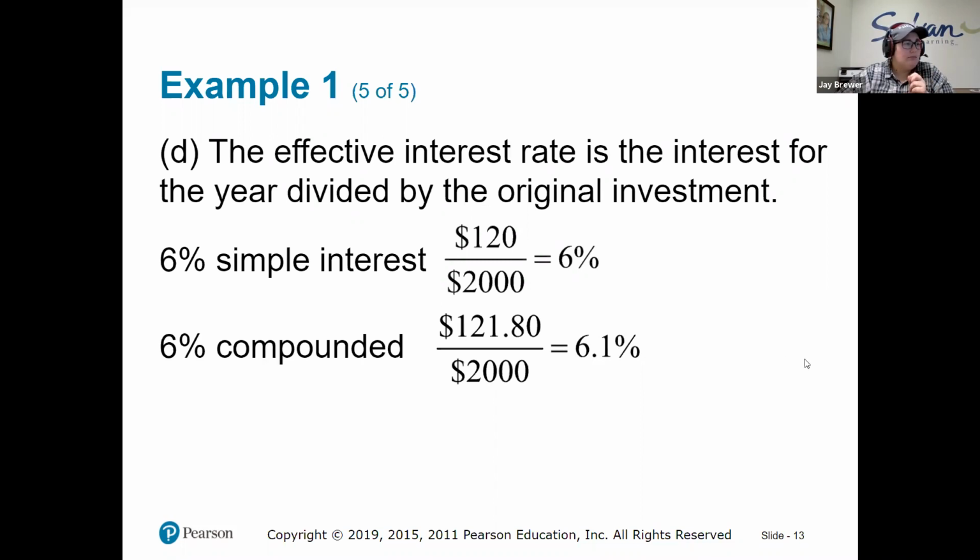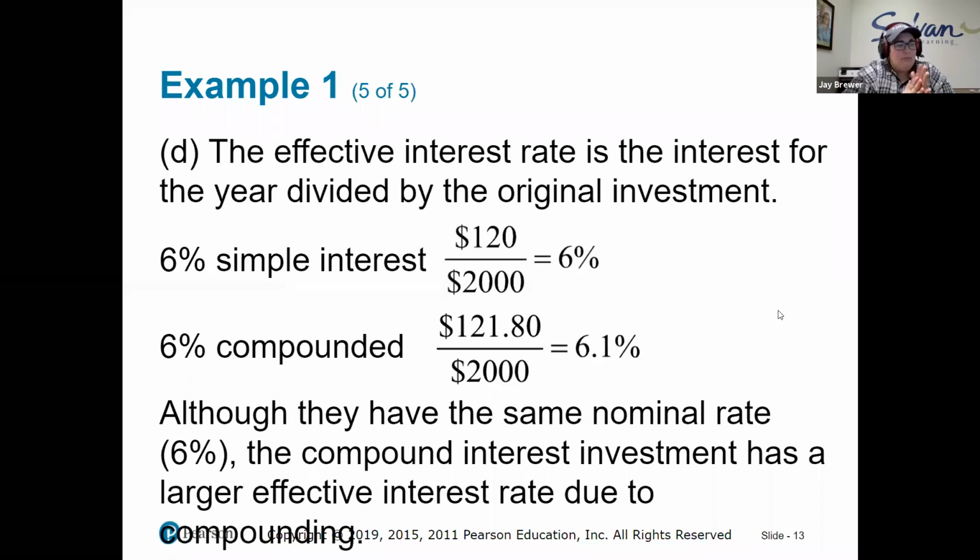If it's compounded, okay, 6% makes sense because you knew it was going to be 6%. Although they have the same nominal rate, the compound interest investment has a larger effective rate due to compounding.